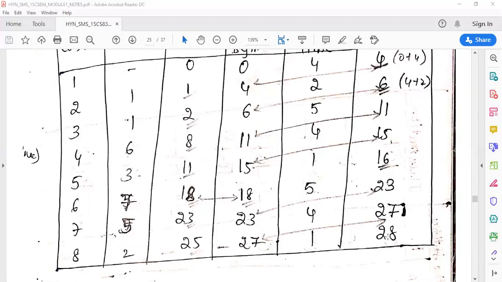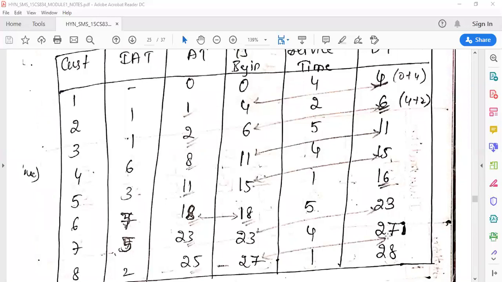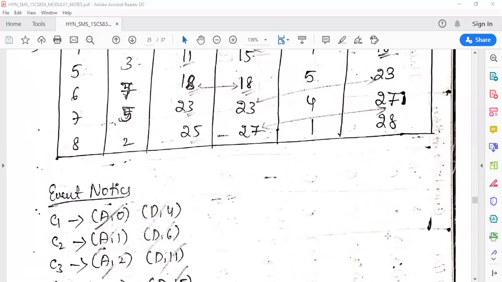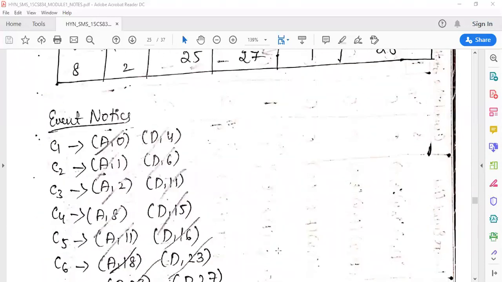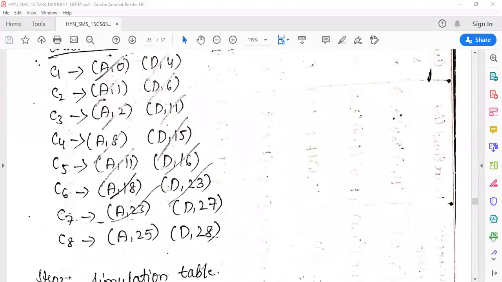So like this, first we will prepare one sample table, so that it will be easy for us to write the event notices. Now we will write the event notice. How to write the event notice for customer 1? Arrival is 0, departure is 4, so I'll write A comma 0, D comma 4. Second customer arrival is 1, so A comma 1, D comma 6, A comma 2, D comma 11, A comma 8, D comma 15, A comma 11, D comma 16, A comma 18, D comma 23, A comma 23, D comma 27, A comma 25, D comma 28.